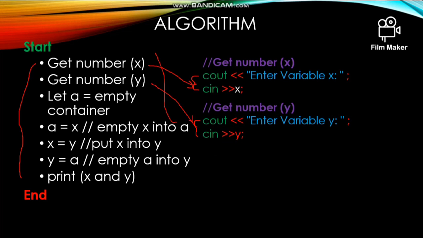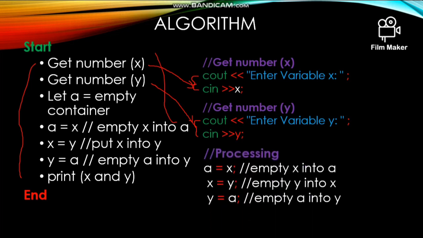When we are done, we do the processing. So with the processing, we do the swap. We put X into A, put Y into X, and put A into Y. I hope you are following this. So with this one done effectively, the next one is to print what? Our result. cout X equals X and Y equals Y.